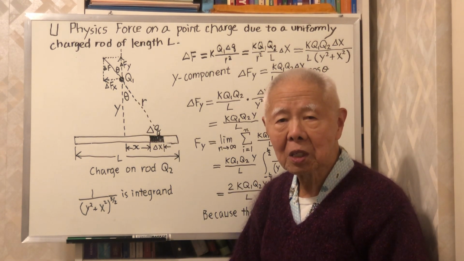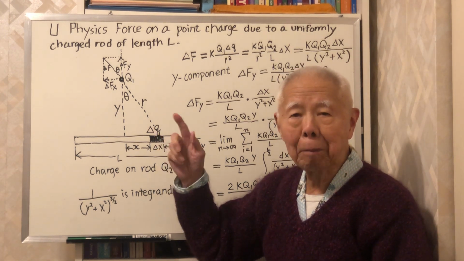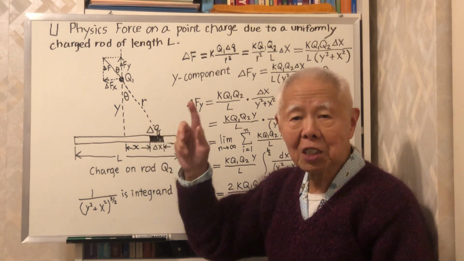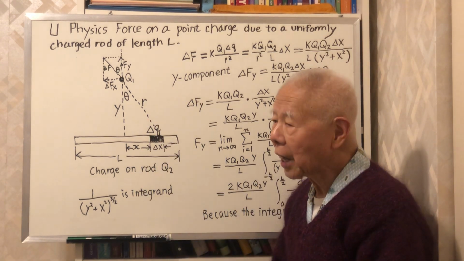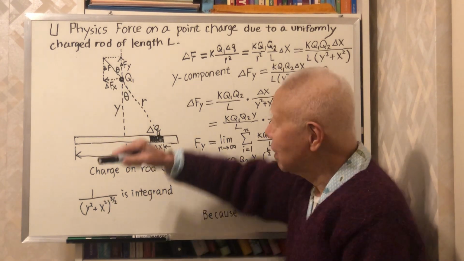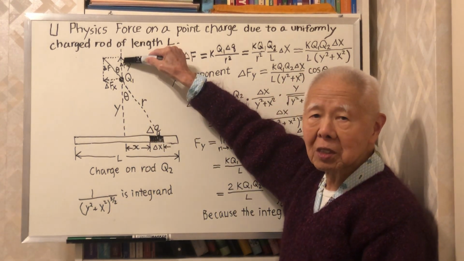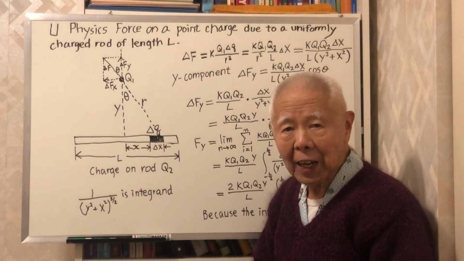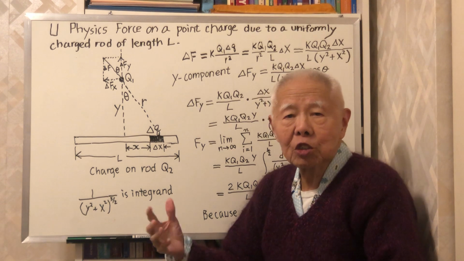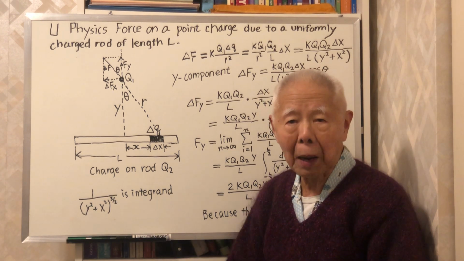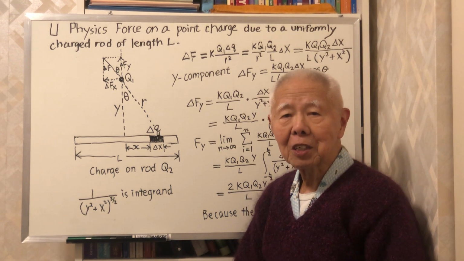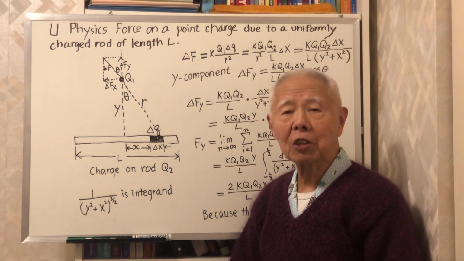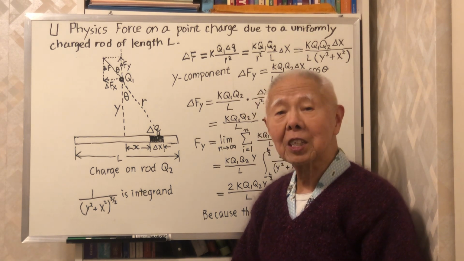Then what do we do? We have to decompose the vector delta F into its y component. I call this vertical direction y. You need y component and x component. You decompose it. Then once you have components, each component represents a number, a magnitude. Then you can do integration on the y component, and you can also do the integration on the x component.